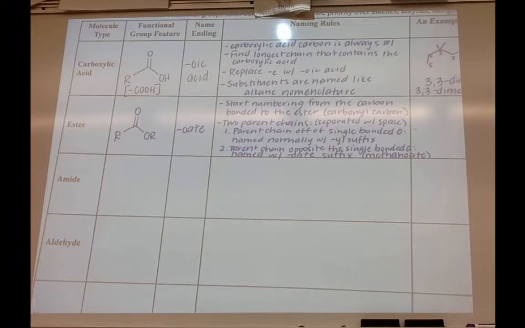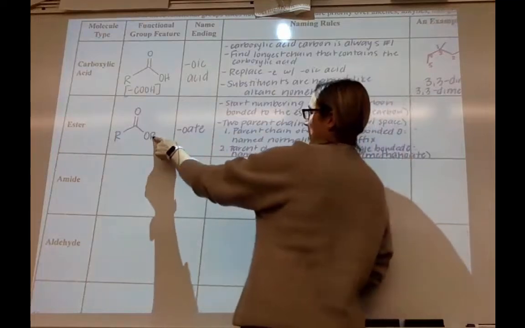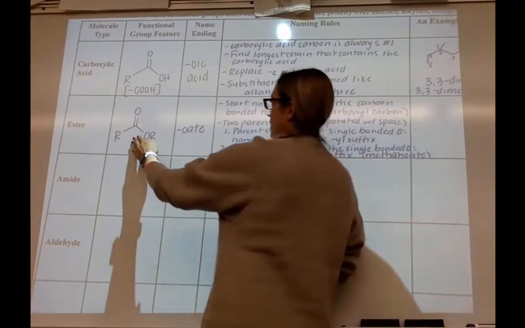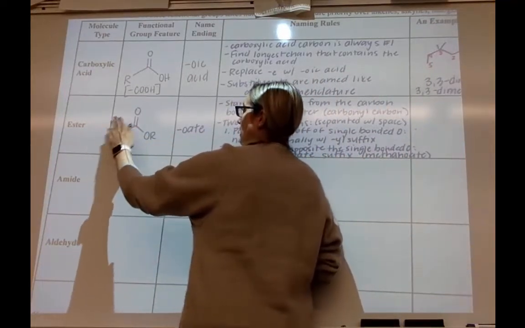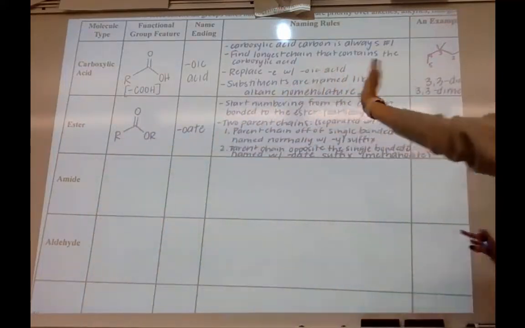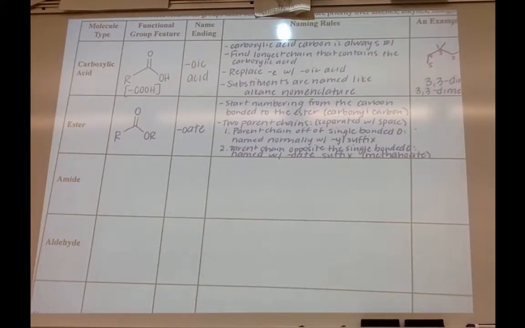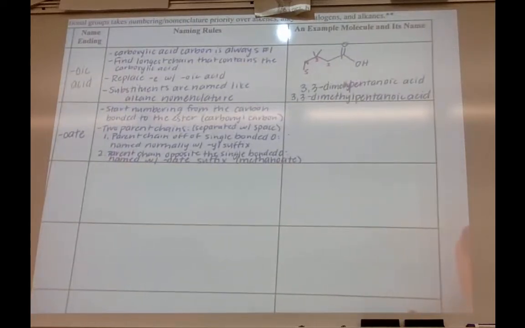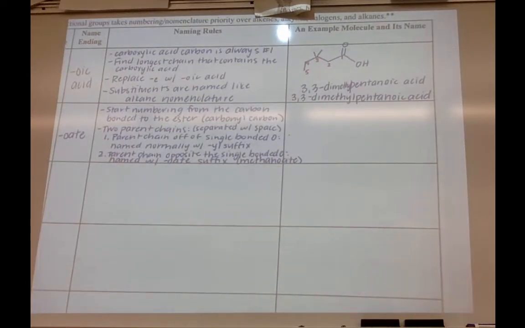So esters kind of have a complicated naming system. We'll look at it in the example molecule because there are two parent chains. You're going to have the parent chain that's over here off the single bonded oxygen. Then you're going to have the parent chain that's over here on the side of the carbonyl carbon. So if we look at an example molecule, I tried to make kind of a long one for the example molecule. Let's see if I can draw this.